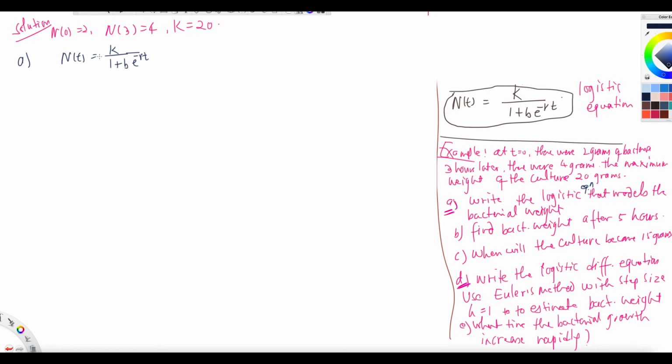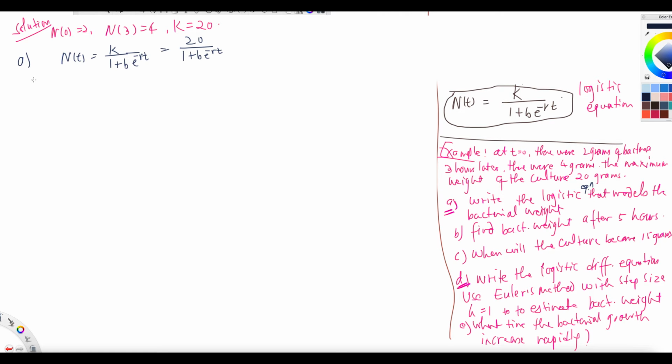That is what we have, right? So now we plug in the values of k, and then we'll find out the values of r and b using this information, which is the same as 20 over 1 plus b e to the negative rt. That's what we got, right?